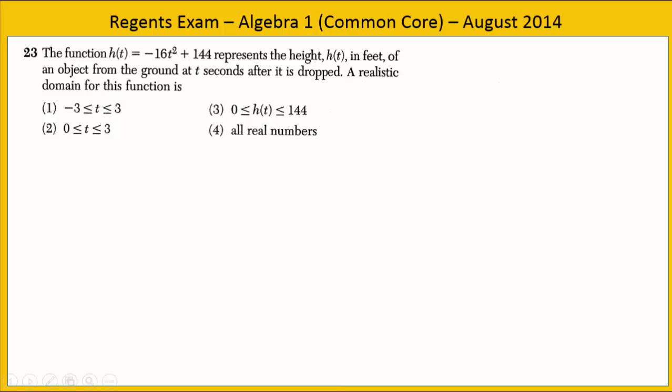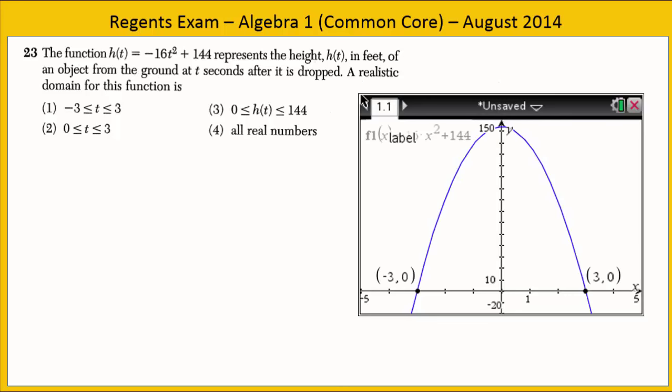In problem 23, we're given a function that represents the height of an object from the ground after it's dropped. We're asked to determine a realistic domain for the function. Let's begin by taking a look at the graph. You might recognize it as a quadratic function, and when you create your graph, you may have to zoom out so that you can see the whole thing.